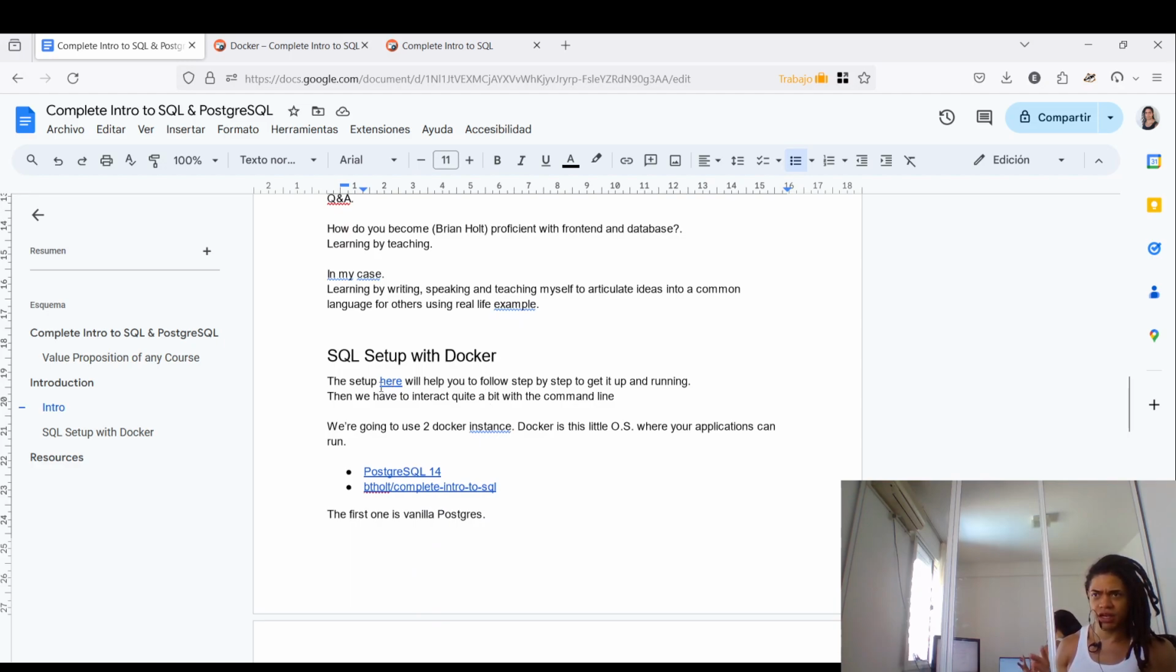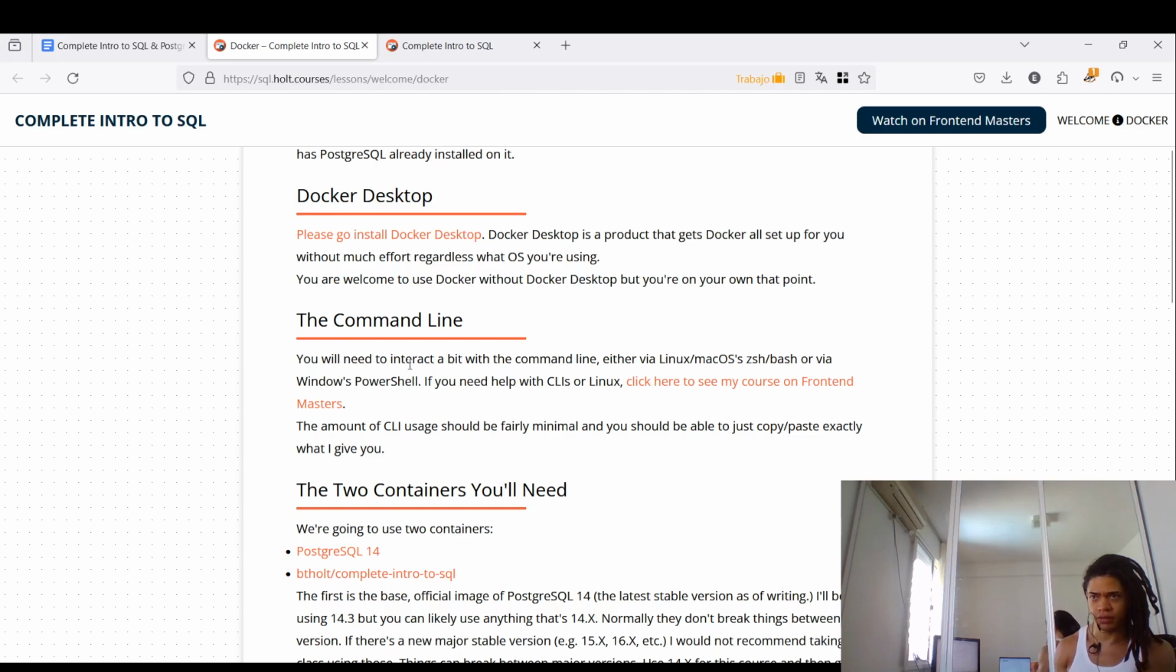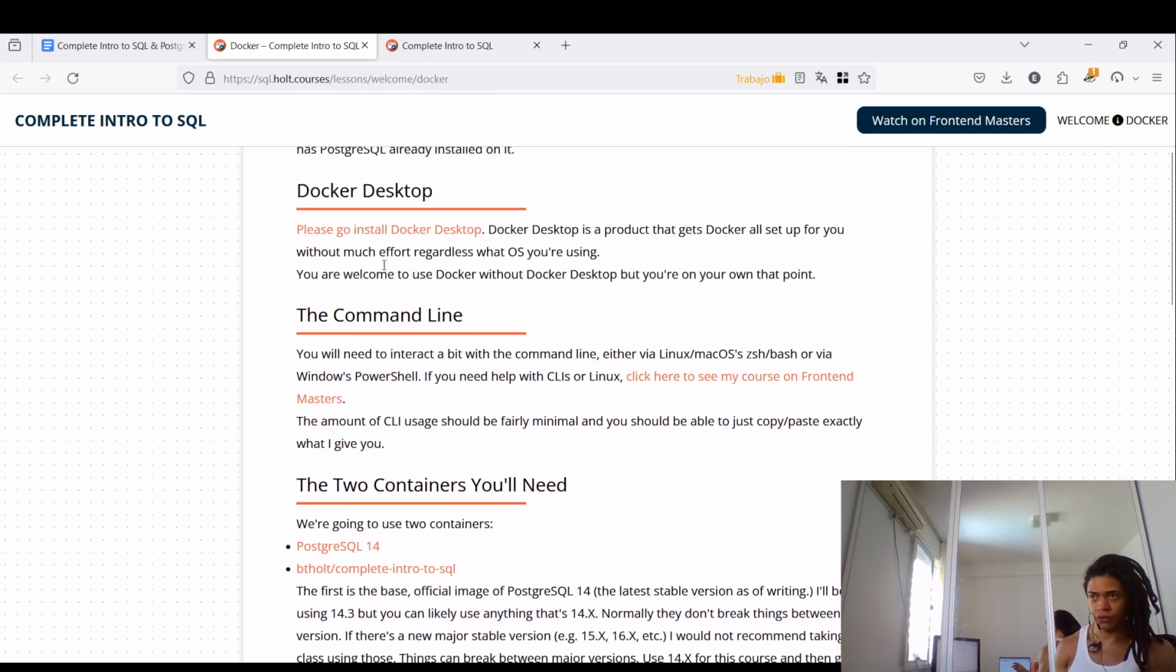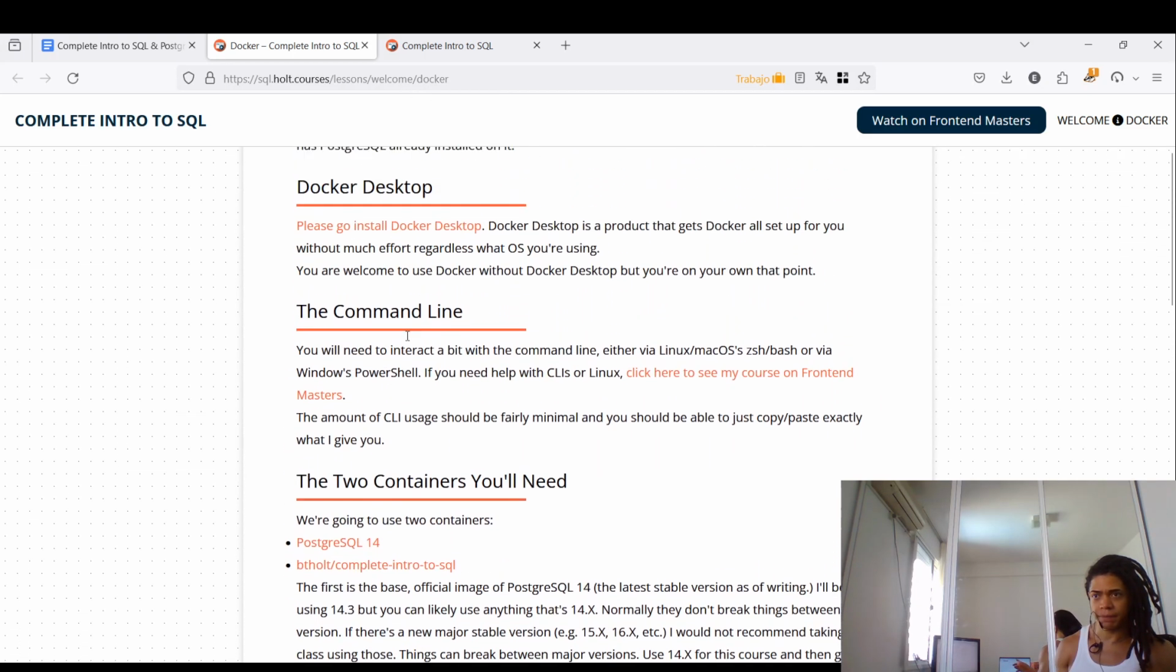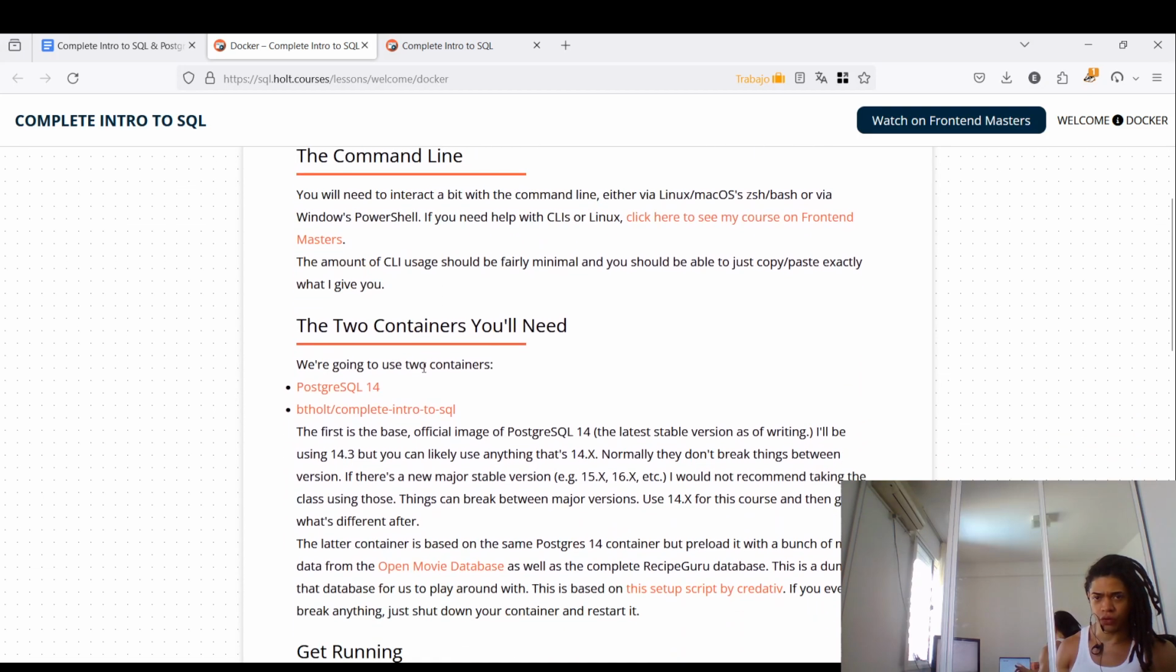So the idea is that the setup here will help you follow step by step and get it up and running. We're going to need two containers. First is Postgres 14, and then the container that Brian Hall actually created and published on Docker Hub, which is a repo of containers.